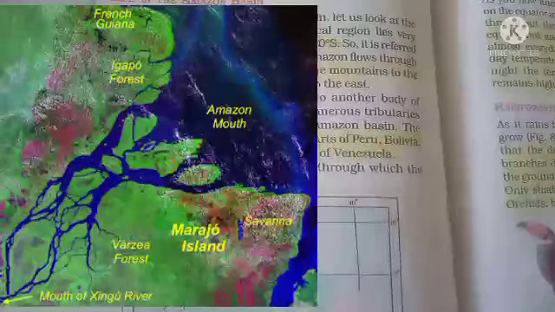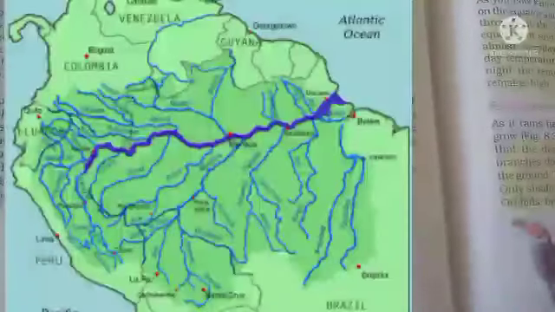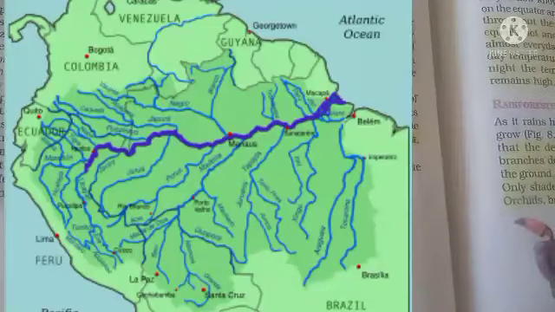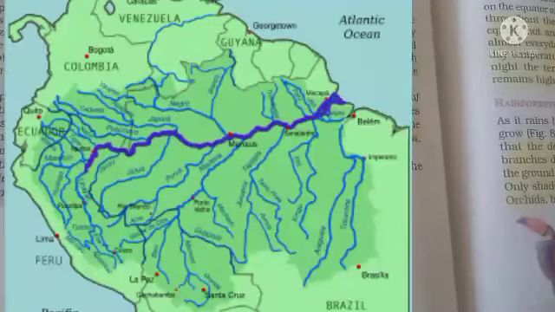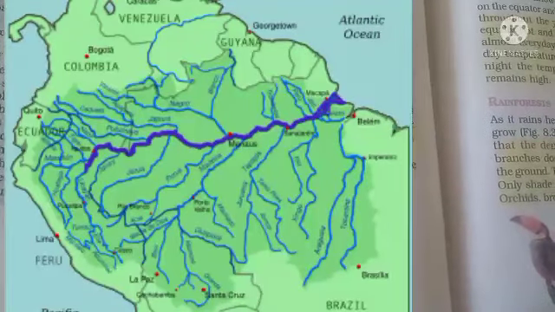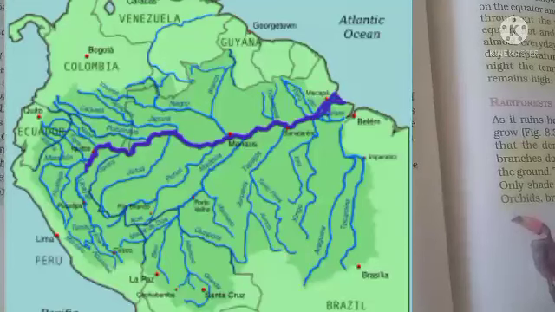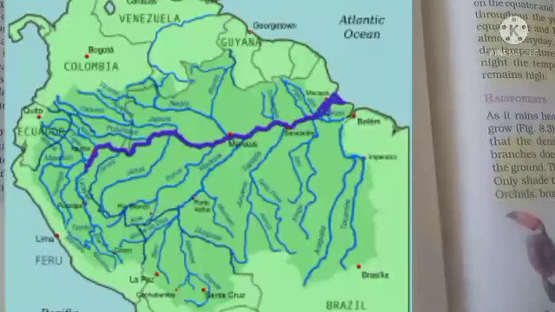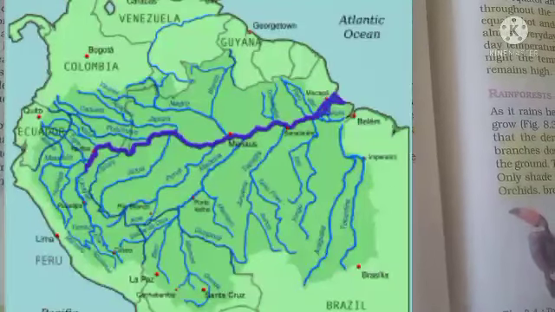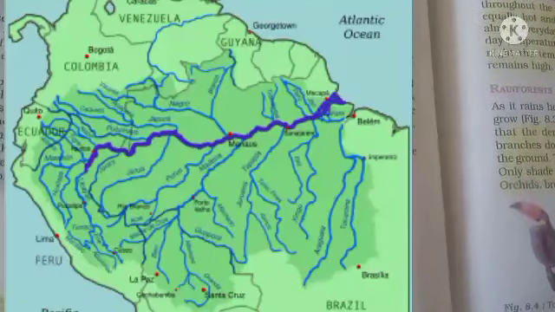The numerous tributaries join the Amazon River to form the Amazon Basin. The river basin drains portions of Brazil, parts of Peru, Bolivia, Ecuador, Colombia, and a small part of Venezuela. Name the countries of the basin through which the equator passes.